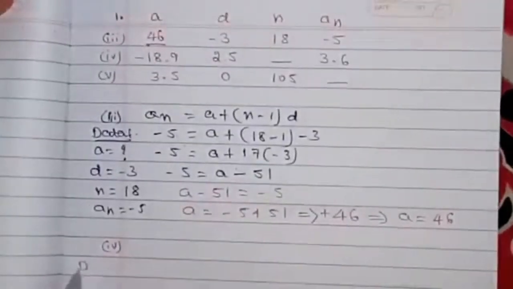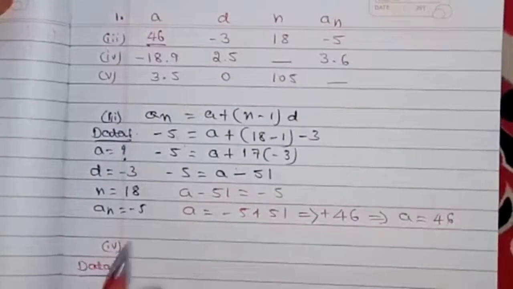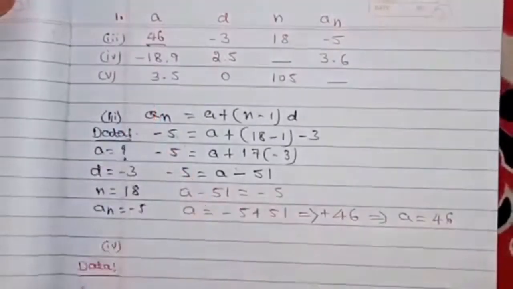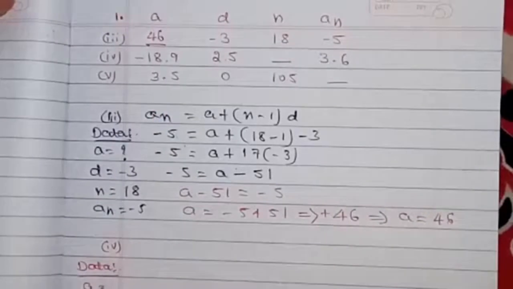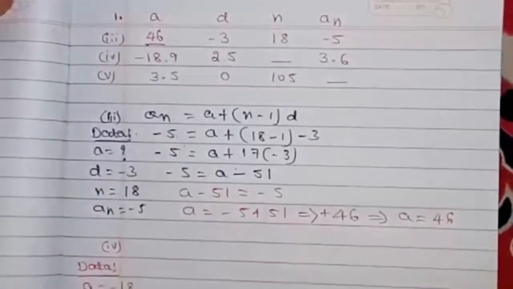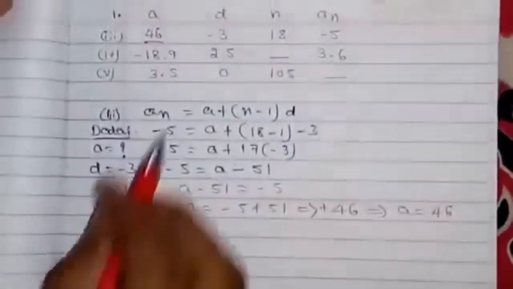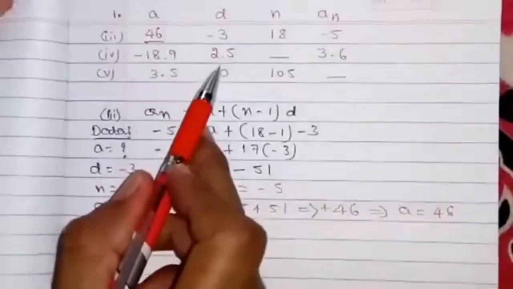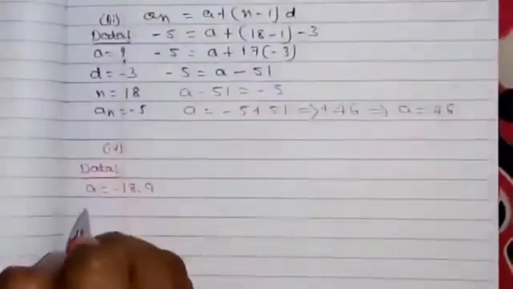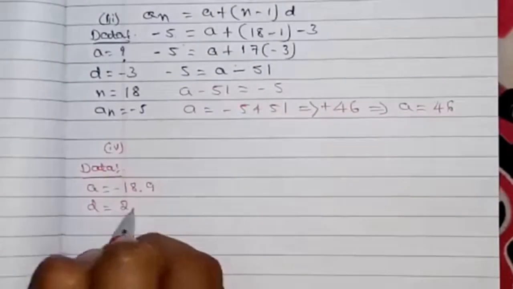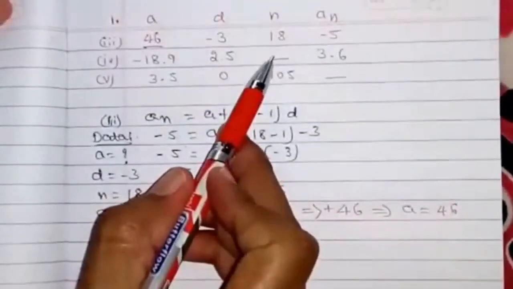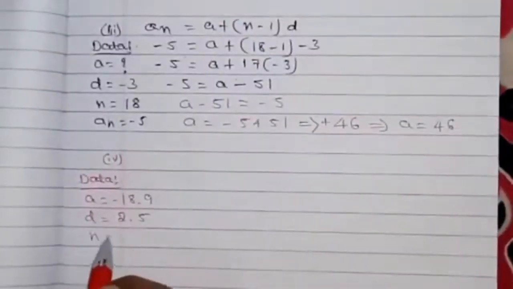Now whatever they have given, write it down as the data. So right here, data. They have given a is minus 18.9, and they have given d also. D is how much? 2.5. So therefore d is equal to 2.5. And here you need to find the value of n, so therefore n is equal to question mark.